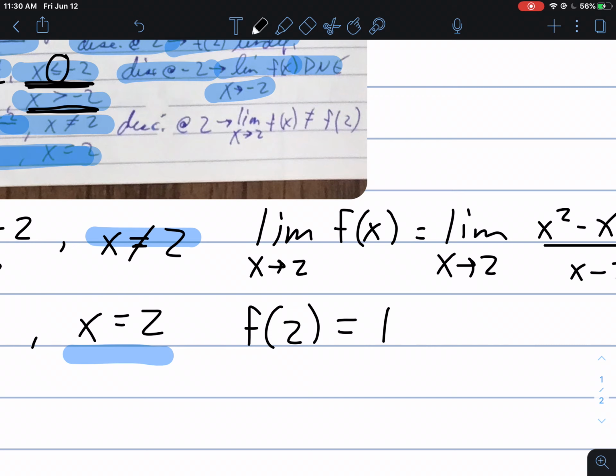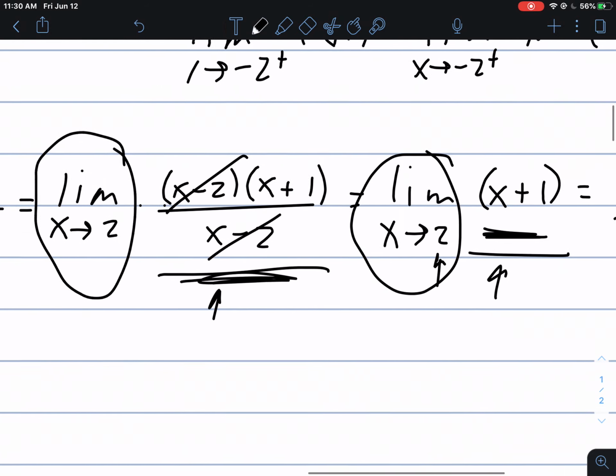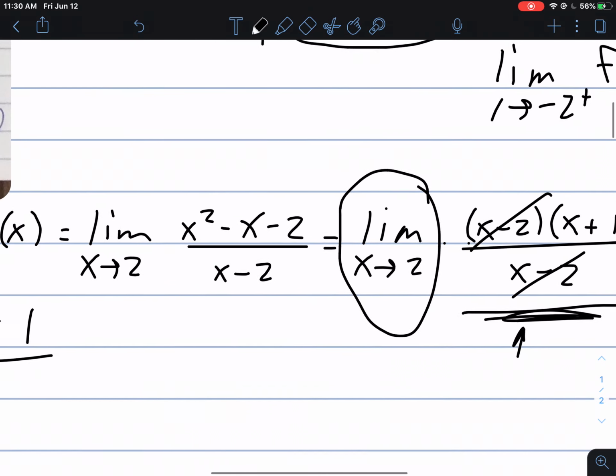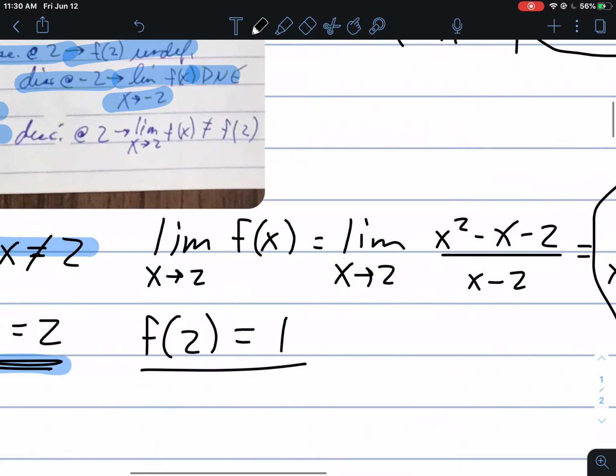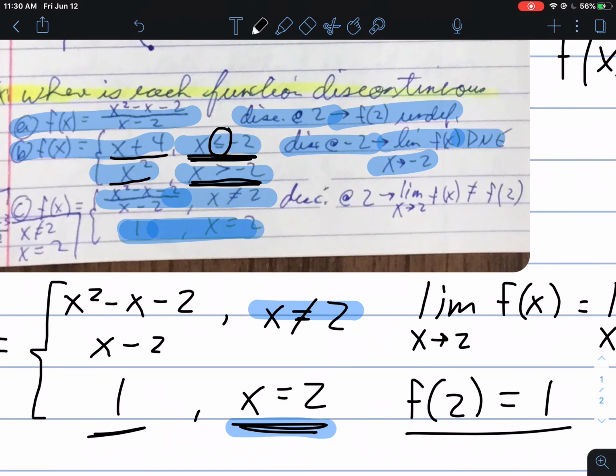Right? So f of 2 equals 1. That's by this definition, right? When x equals 2, f of x equals 1. So f of 2 equals 1. But that's not the same as the value of the limit as x approaches 2. So we do have the function defined for x equals 2. We do have a limit that exists as x approaches 2, but they're not the same. So that's that third requirement, or that third situation. Right? So this function would be discontinuous at 2 because the limit as x approaches 2 of f of x is not equal to f of 2.